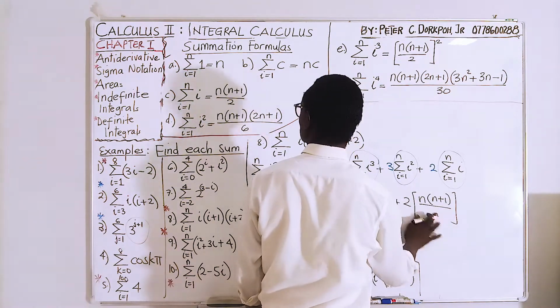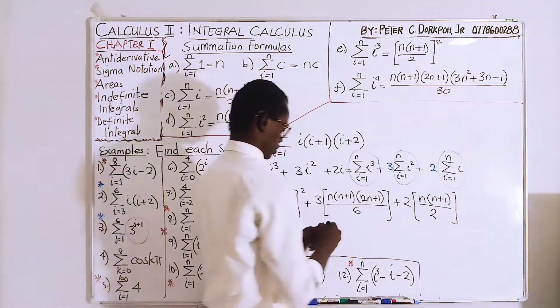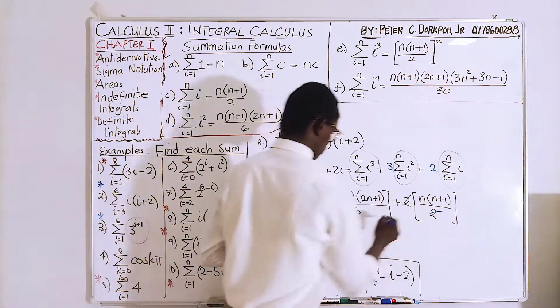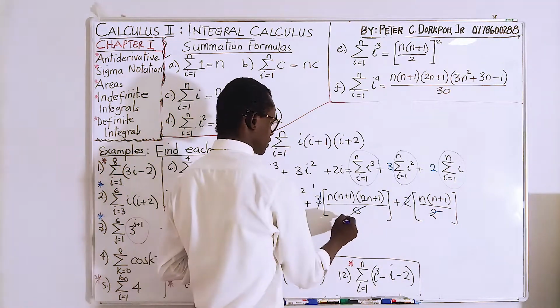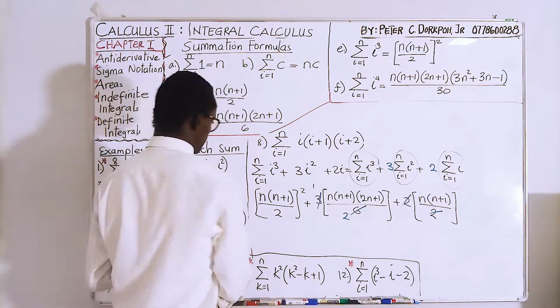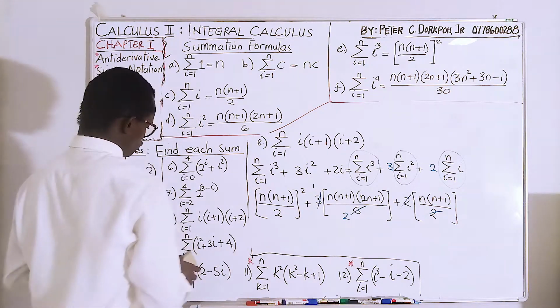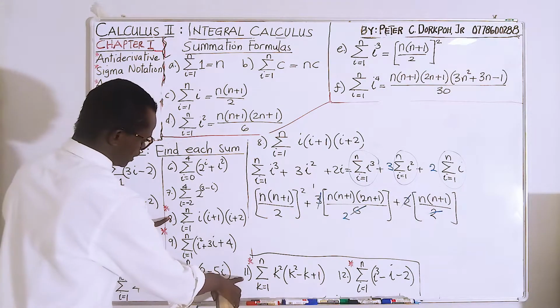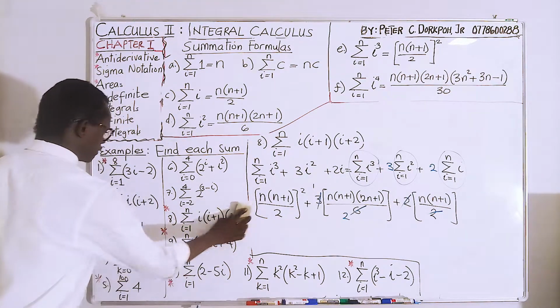Now, the 4 over 2, is it 2? Yes, 2. So 2 cancels 2. 3 here, 1 times 3 into this, 2 times. So now we simplify it. After this question 8, we're going to do question 11. The rest of them will be left for you to practice.